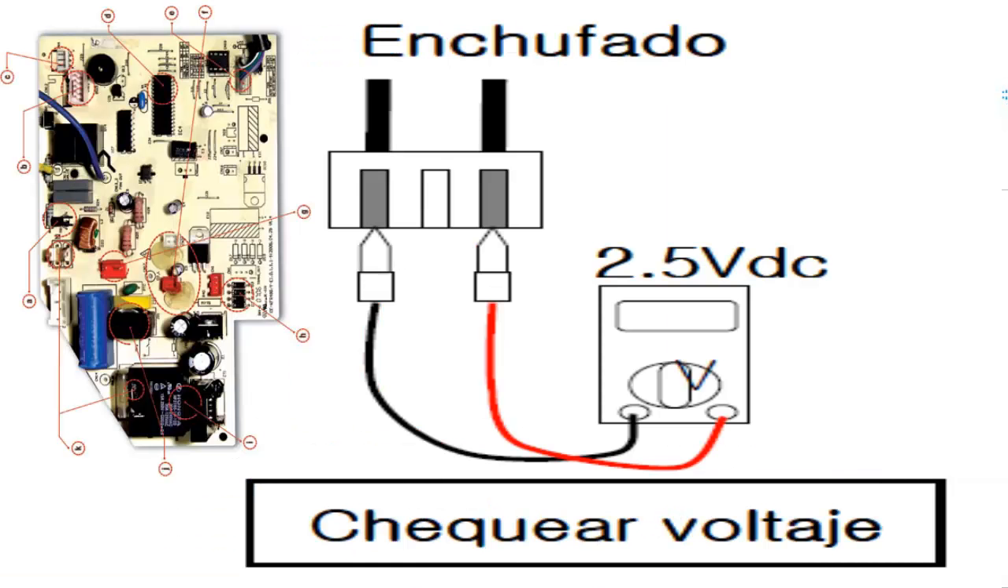It is also advisable to check if the control board is providing the sensor with the correct voltage. With the sensor connected, the multimeter should read around 2.5 volts when measured in the direct current voltage scale, as we can see in the figure.